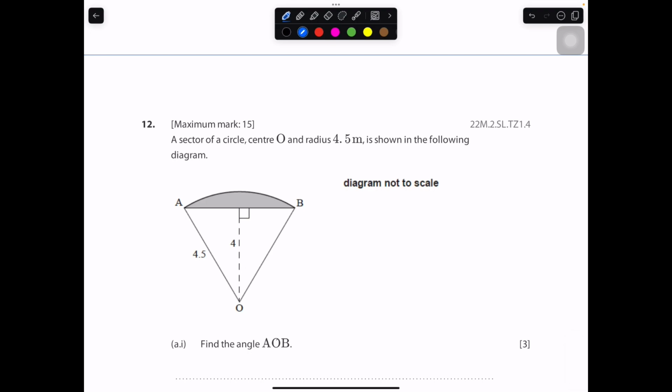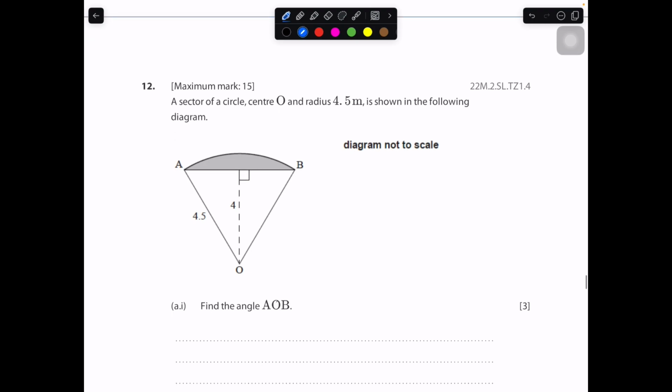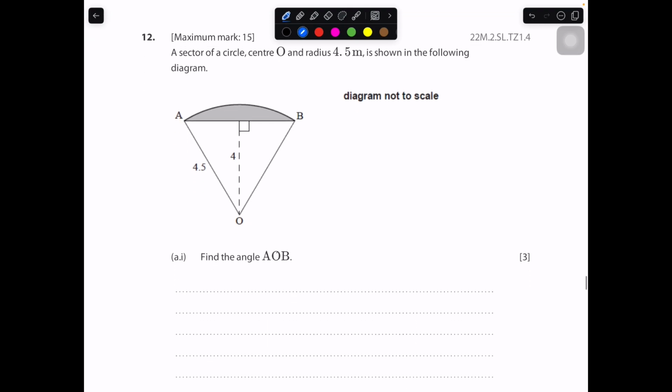All right, last question, 15 marks. A sector of a circle, center O and radius 4.5 is shown in the following diagram. Find angle AOB. Okay, not bad. AOB, remember, start at A, go to O, and then go to B.